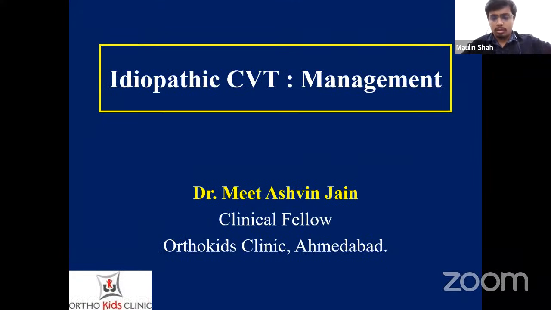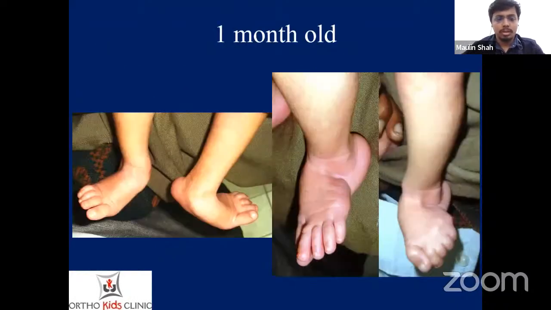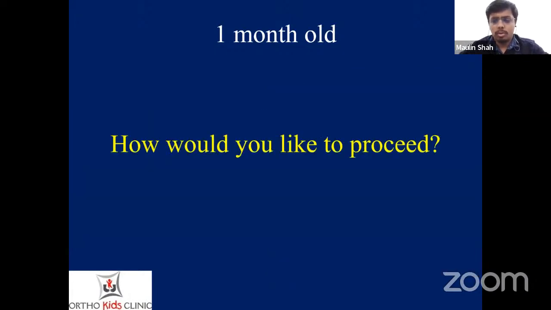Okay, so this case is a management of idiopathic type of a CVT. So we have a 1-month-old who presented to us with this kind of a picture. As sir has said, as we can see, the hind foot is in equinus and valgus, and there's a midfoot break which we can see, and the forefoot is abducted. So how would we like to proceed in this kind of a picture?